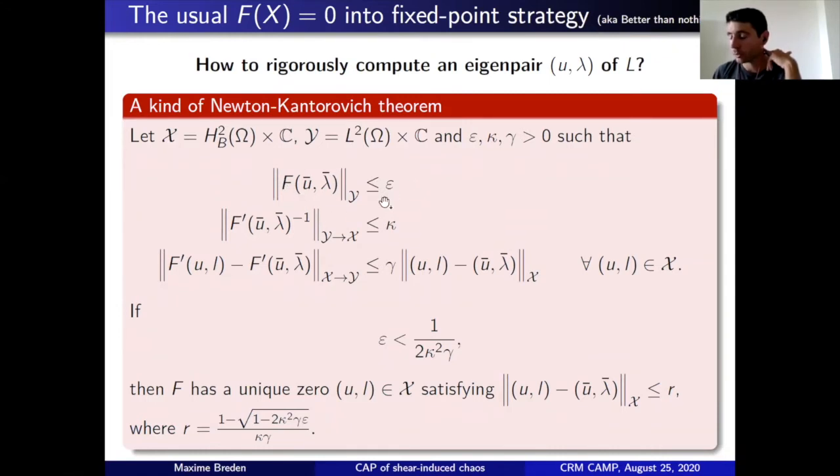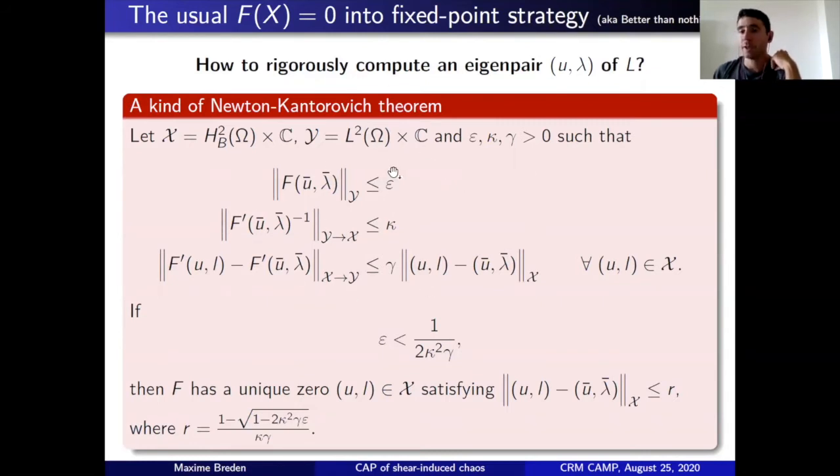So you need 3 estimates. The first one is this, with this constant epsilon, which controls the residual error. Then you need to control the derivative, or more precisely, the inverse of your Jacobian at the numerical solution. And then you need some kind of Lipschitz control on the Jacobian. In our case, since the problem is quadratic, the Jacobian is just linear, and I can get this globally. If the problem was of higher order, I might only look at this in a neighborhood of the numerical solution, which would be enough.